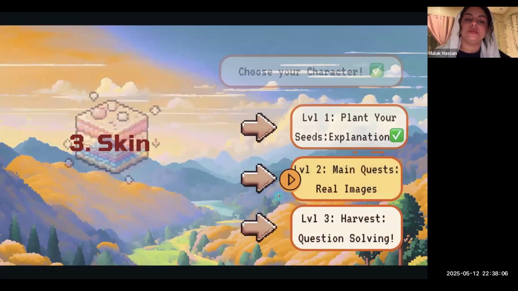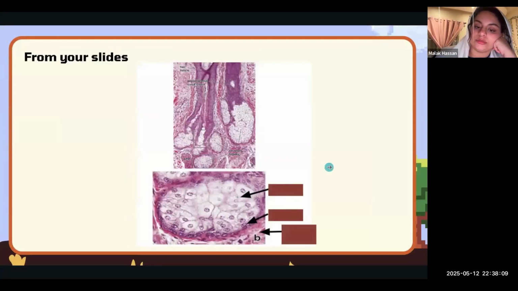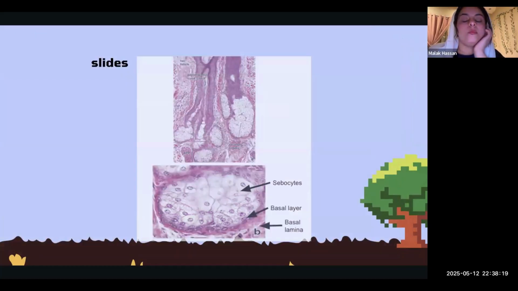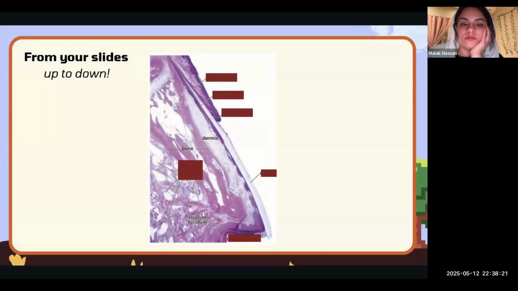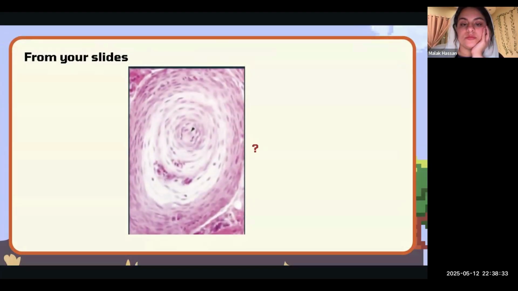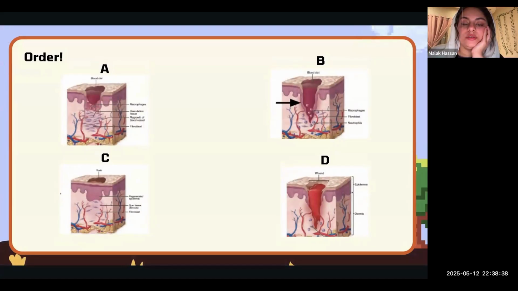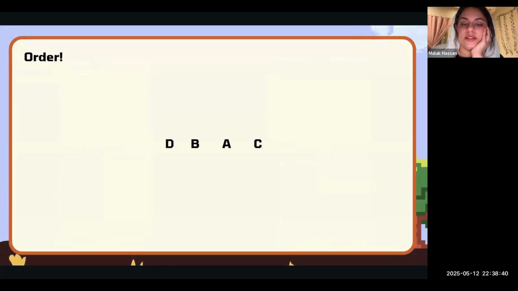Okay, now let's look at some real images. Sebocytes, basal layer, basal lamina. Nail root, nail matrix, eponychium, Pacinian corpuscle, nail, hyponychium, Pacinian corpuscle. What is the order? DBAC.